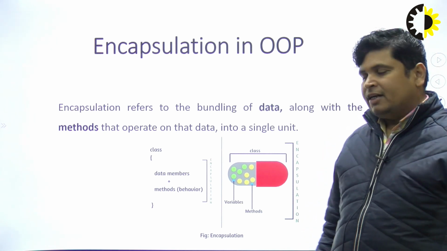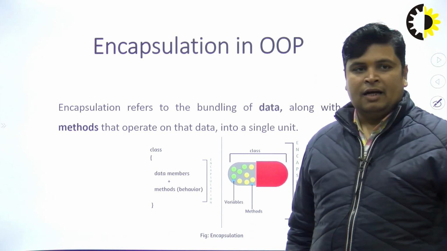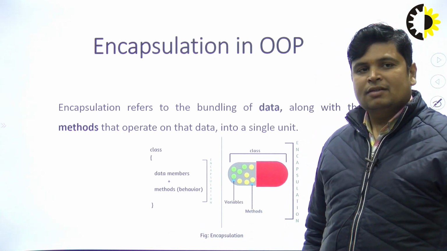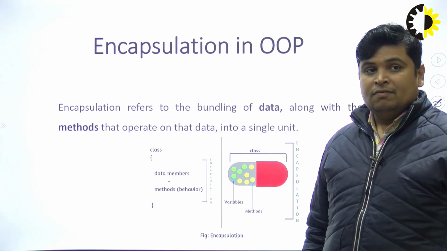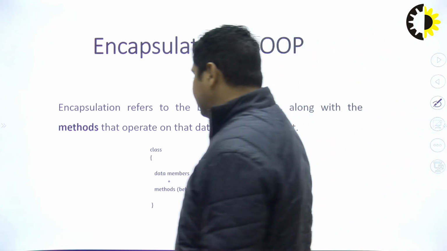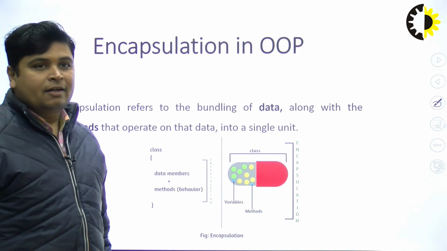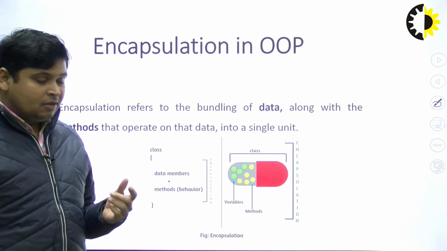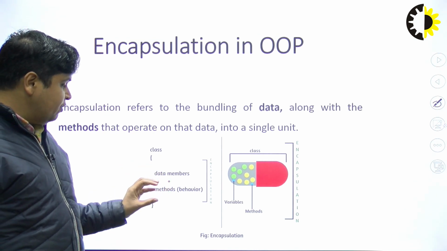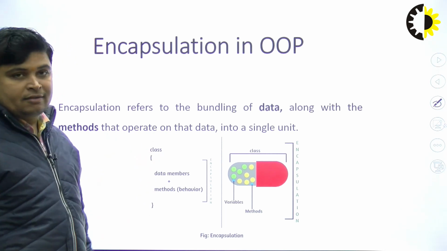You can see inside this picture, I am declaring one class. Inside the class I have declared data members and methods. The data members are one unit as well as methods are different units. These two are different units, and we encapsulated them into a single unit, which is called the class.